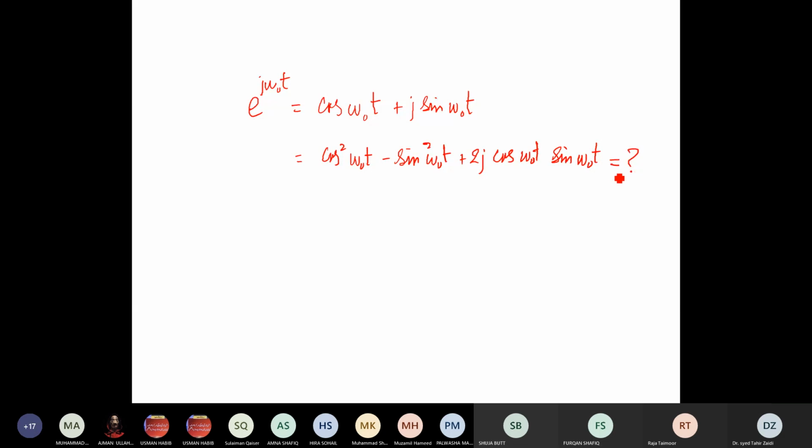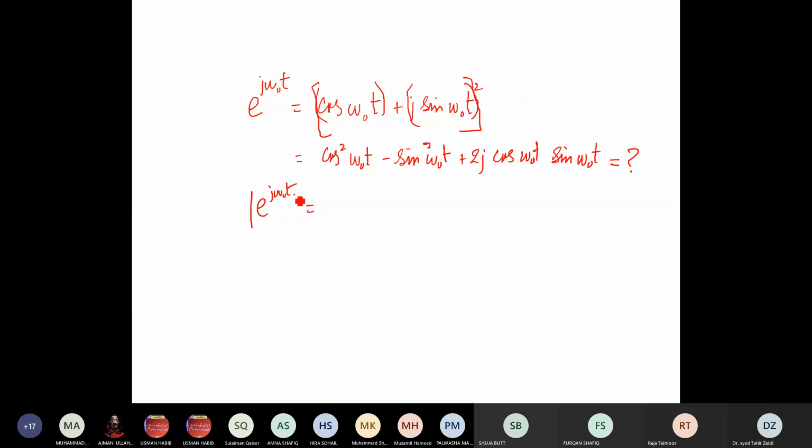Sir, you have plus sine square minus 2j. Why? If I take the square of this thing, what will be the square? j sine omega naught t. If you take the square of that, sine omega naught t squared into j squared, what is j squared? It will be minus 1. So this is something that we see. Now this confuses people: what is going on? Why do we say that e raised to the power of j omega naught t squared is equal to 1?